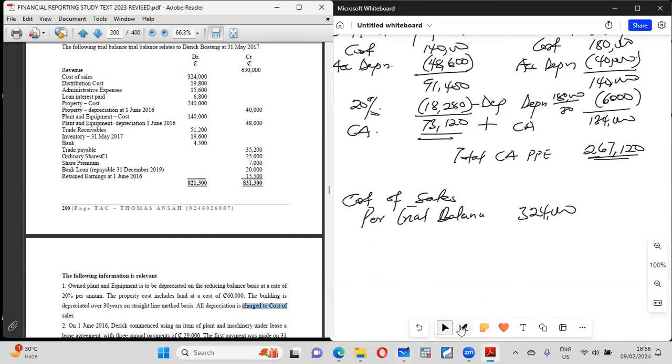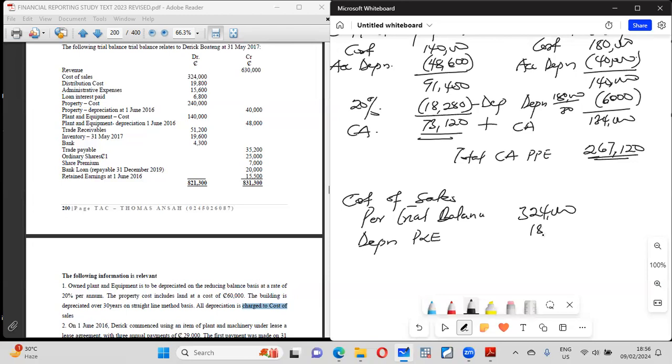Okay, so the depreciation. The depreciation we have for the plant and equipment was 18,280. Then for the building, it was 6,000. So you add it here for now. So that is what you do.